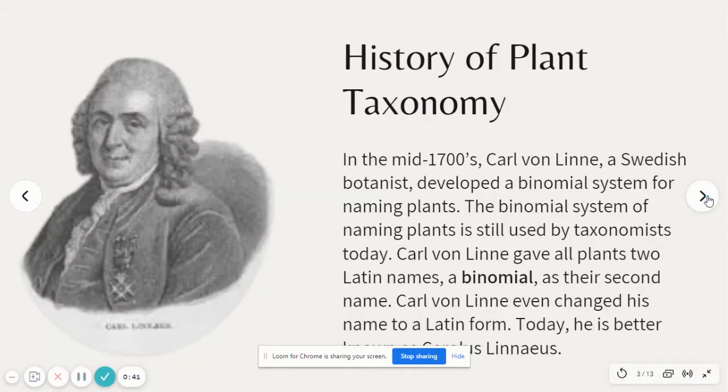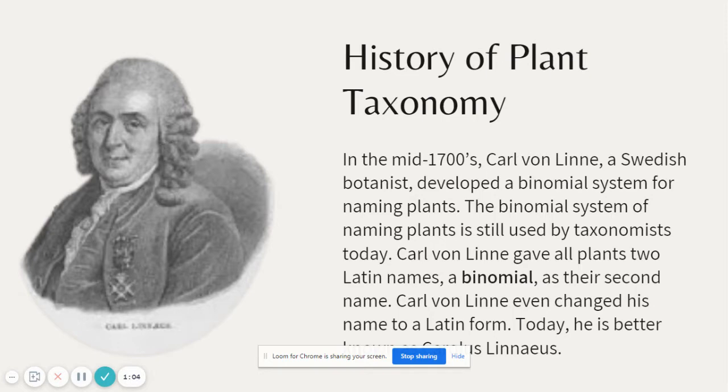The history of plant taxonomy. The earliest record of categorizing plants into groups belongs to Theophrastus. He was an assistant to Aristotle. So this goes back to 370 to 285 BC. So it's obviously a very, very long time ago. He just divided plants by their growth characteristics into trees, shrubs, half-shrubs, and herbs.